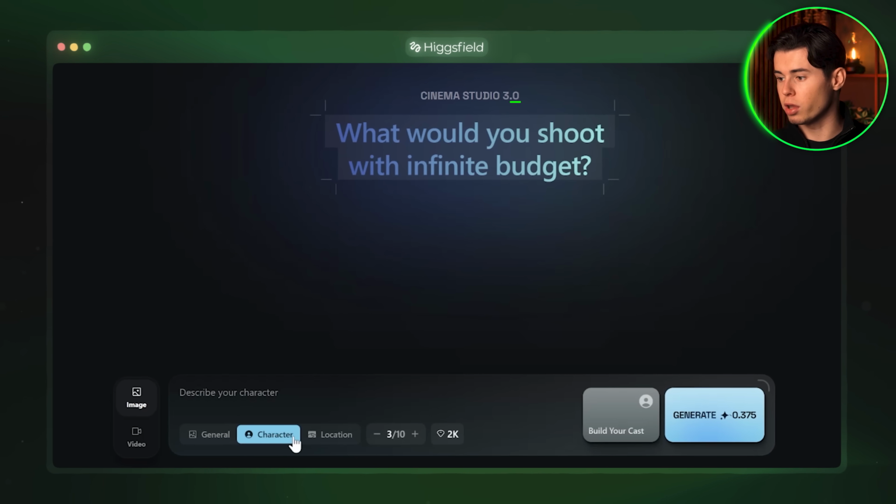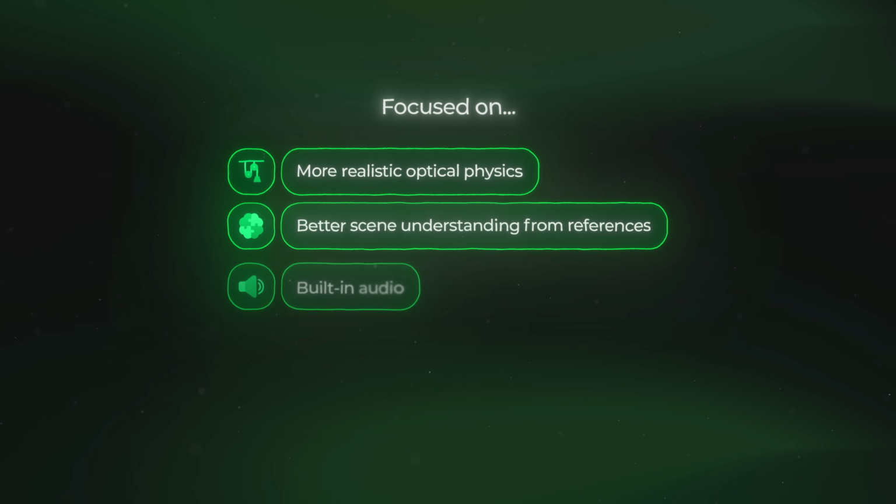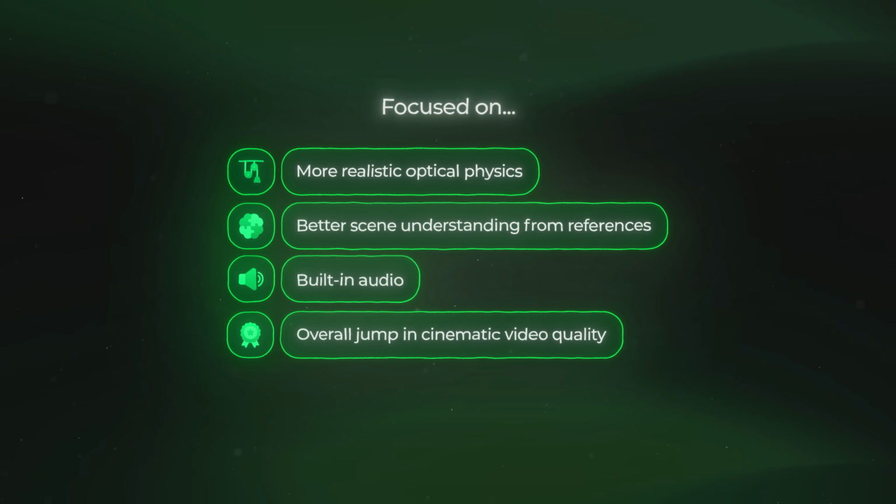And by the time you're watching this, Higgsfield will have already dropped Cinema Studio 3.0. It's their latest AI film tool, focused on more realistic optical physics, better scene understanding from references, built-in audio, and an overall jump in cinematic video quality.